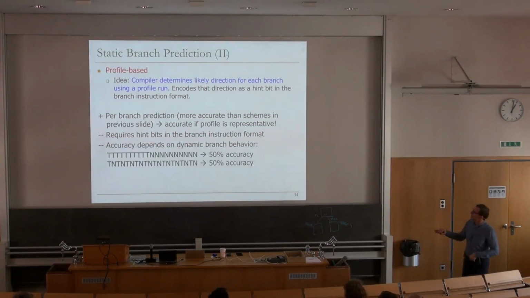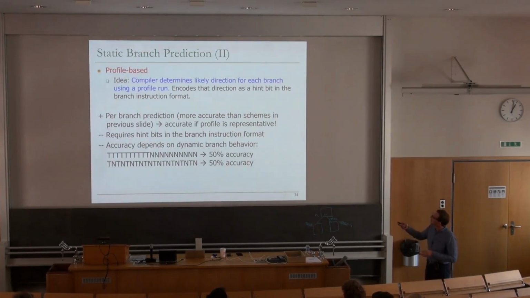Okay, so if you look at this, accuracy depends on dynamic branch behavior. These are not so good cases for the profile-based approach, especially if you have 50% accuracy. For example, this one. The branch is taken 10 times. After that, it stops being taken. It starts becoming not taken. And because you cannot encode this with a single bit, you have a problem. You get 50% accuracy, right?